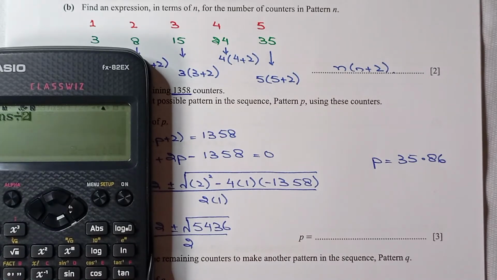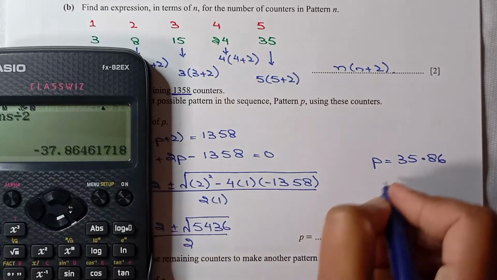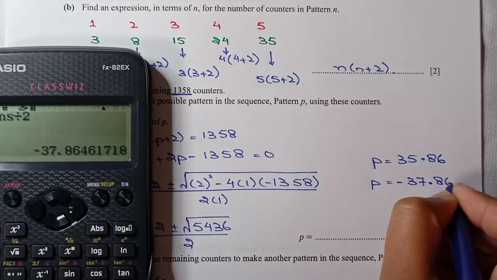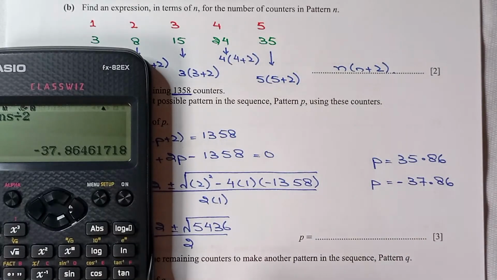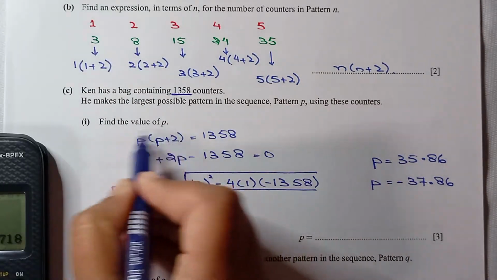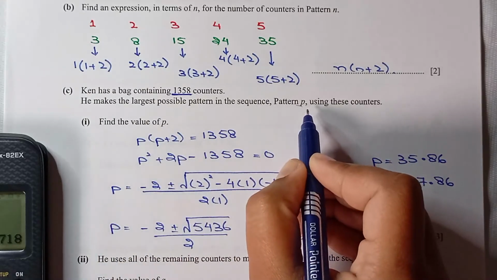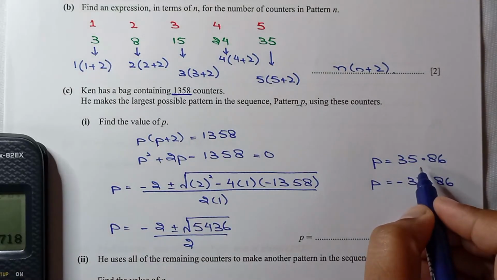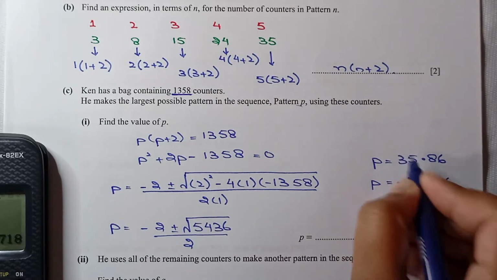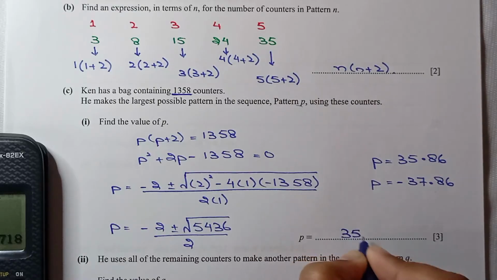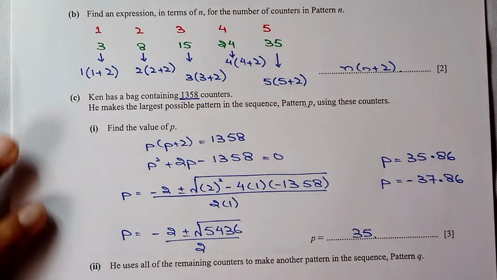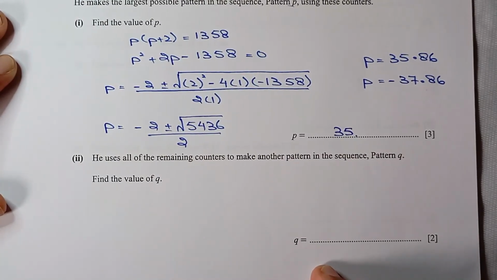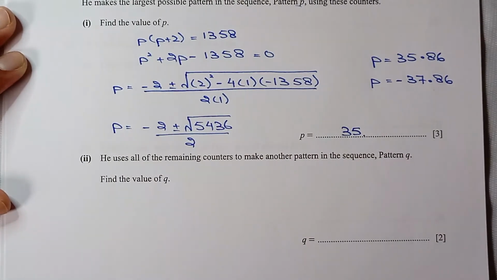This would be negative 37.86. So as we need to find the value of P, and P is a pattern number, so that number must be positive, not negative, and that must be a whole number, so P would be 35. Now for the second part, he used all the remaining counters to make another pattern in the sequence, pattern Q. Find the value for Q.